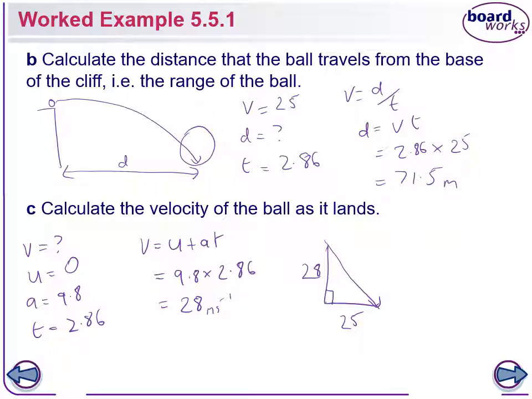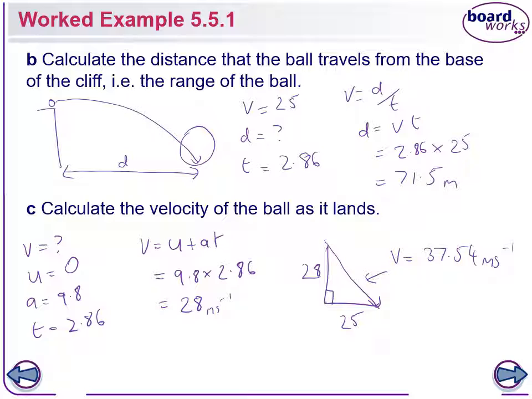Our horizontal component is 25. So to find the speed of our ball as it hits the ground, we just use Pythag. 28 squared plus 25 squared, square root that. 37.54. Sounds right. I've just messed up my calculator. I'll take your word for it. 37.54 meters per second. That's that side.